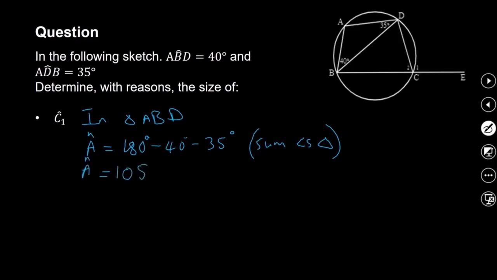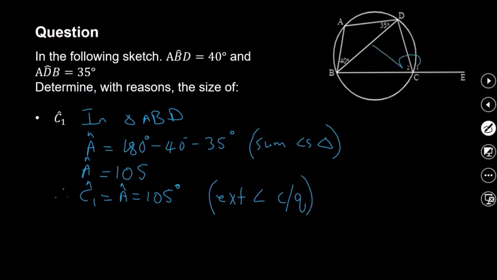But that's not what they wanted me to find. They wanted me to find angle C1. So therefore, angle C1 will be equals to angle A, which is equals to 105 degrees. And my reason for this will be exterior angle of a cyclic quadrilateral. So I know that for a fact. So this angle is an exterior which is equal to the interior opposite there. So I know that for a fact.